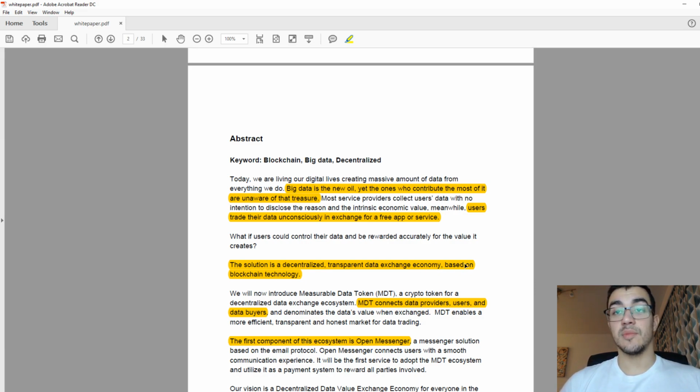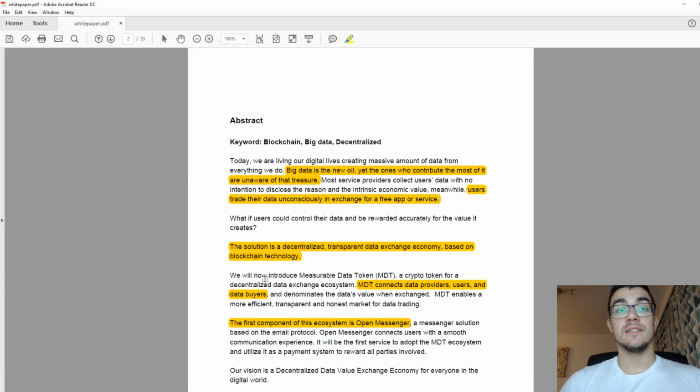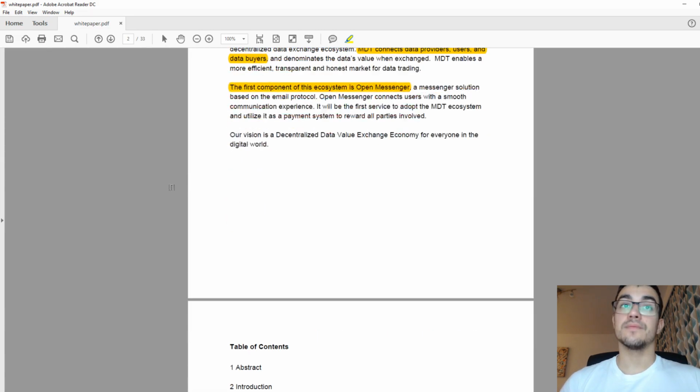MDT connects data providers, users, and data buyers. The first component of this ecosystem will be an open messenger. MDT, I'm going to say MDT because it's easier to say than the complete name. MDT is going to make an open ecosystem, an open messenger, to solve this problem.